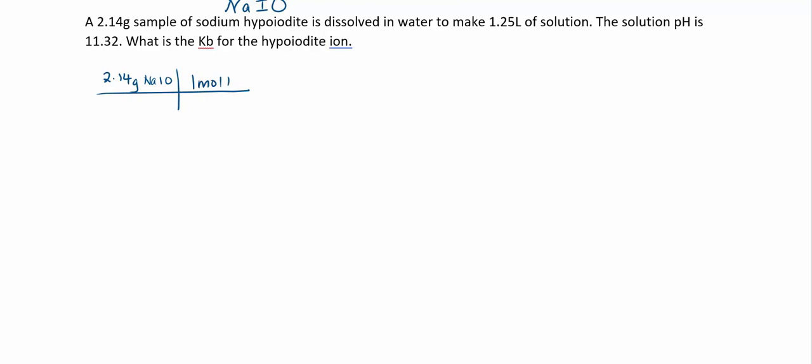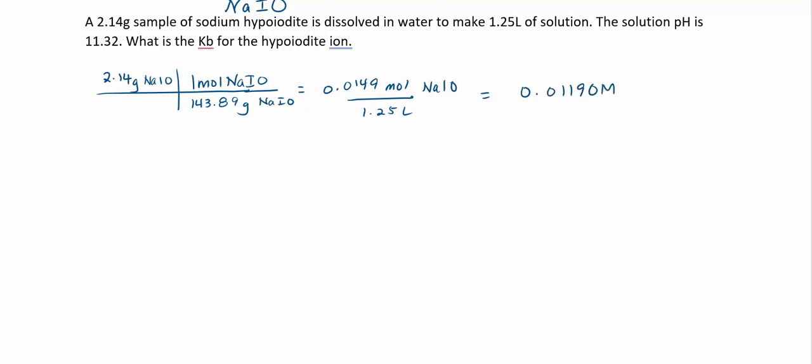Well, 99% of the time you see grams, you need to convert it into moles. The molar mass of this substance is 143.89 grams per mole, so I have 0.0149 moles of this substance. Now, I'm told that it's dissolved in water to make 1.25 liters. So I can convert this into a molarity, a concentration, by dividing by 1.25, and I get a concentration of 0.01190 capital M molar.